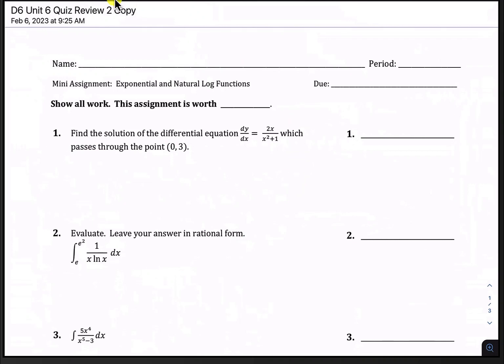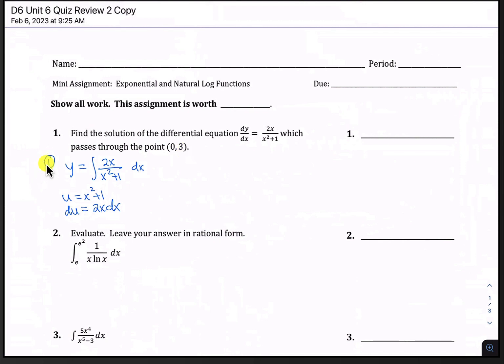This video covers the Unit 6 quiz review number 2. Starting with number 1, it says find the solution of the differential equation dy over dx equals 2x over x squared plus 1, which passes through the point (0, 3).